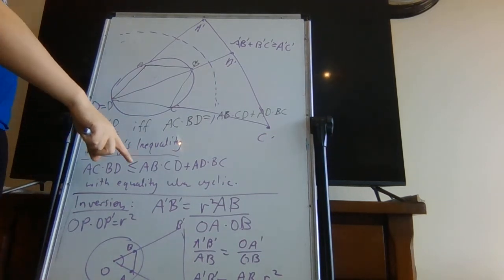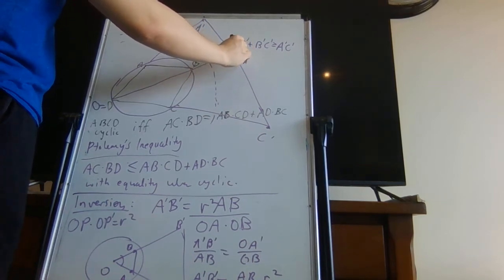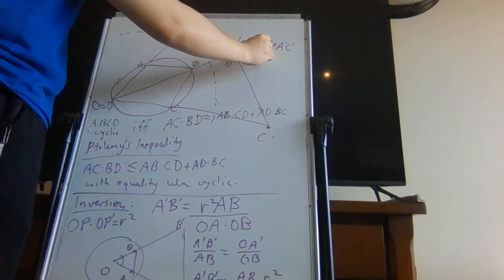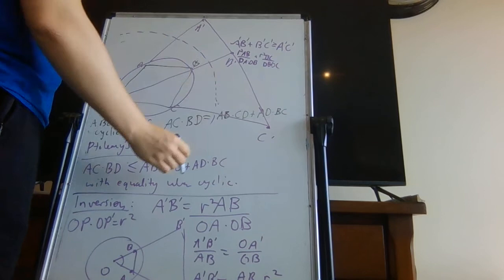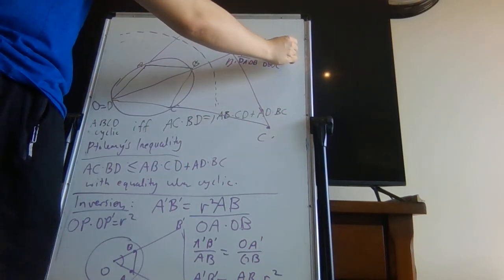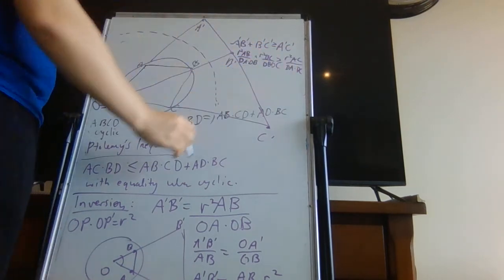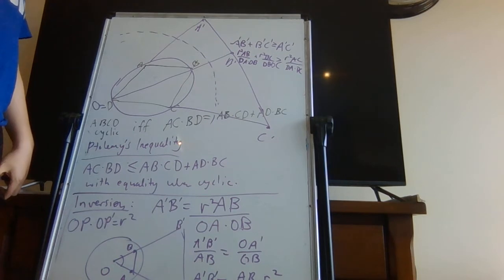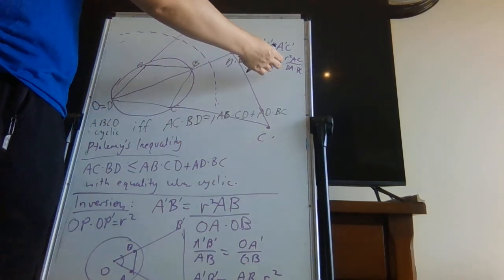So A prime B prime, by the lemma, is R squared AB on OA OB, which is R squared AB on DA DB, plus R squared BC on DB DC, and cancel the R squared. That's larger than or equal to R squared AC on DA DC. And then you multiply by DA DB DC, getting rid of the R squares. You just multiply by the common denominator. It's just algebra. It also happens to be what you want it to be as well, right?